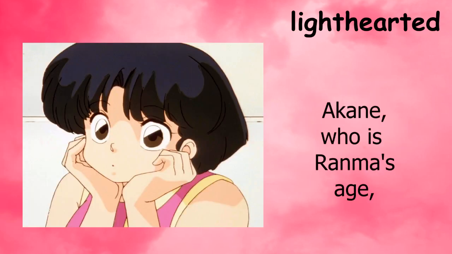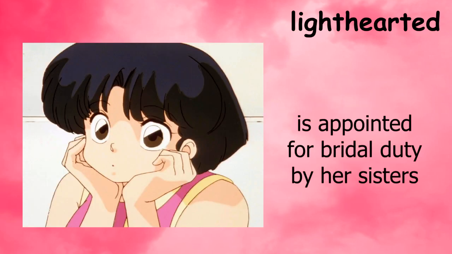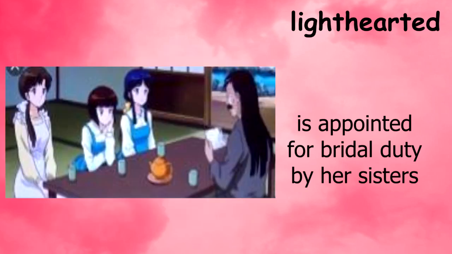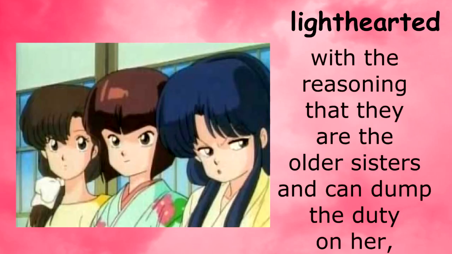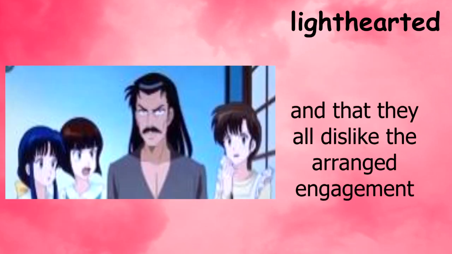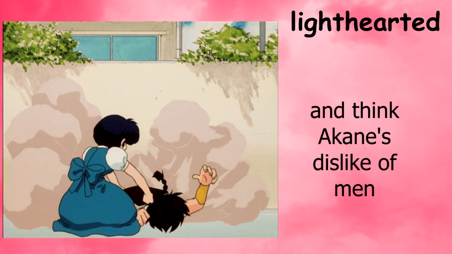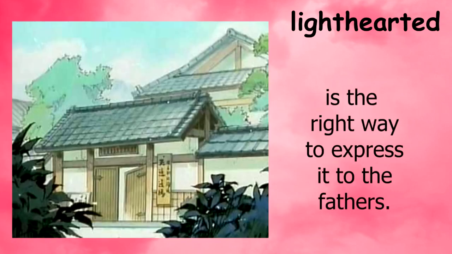Shun has three teenage daughters: the polite and easygoing Kasumi, the greedy and indifferent Nabiki, and the short-tempered martial arts practicing Akane. Akane, who is Ranma's age, is appointed for bridal duty by her sisters with the reasoning that they are the older sisters and can dump the duty on her, and that they all dislike the arranged engagement and think Akane's dislike of men is the right way to express it to the fathers.